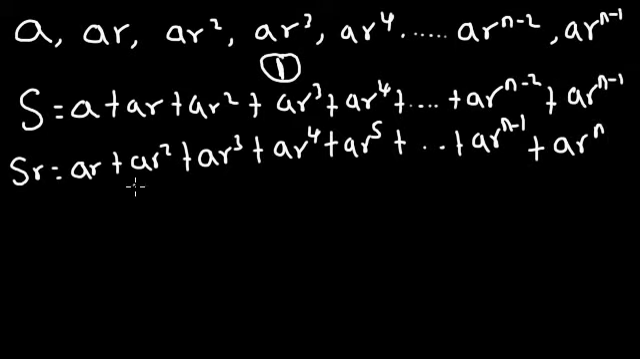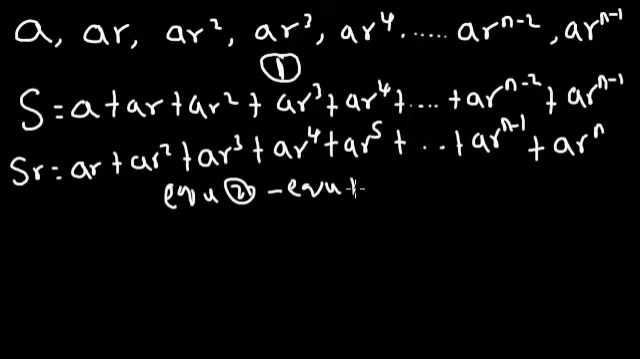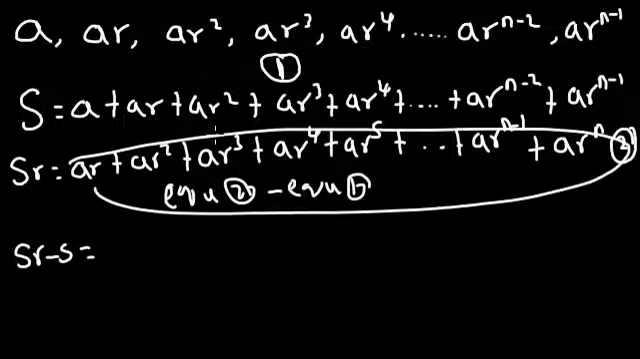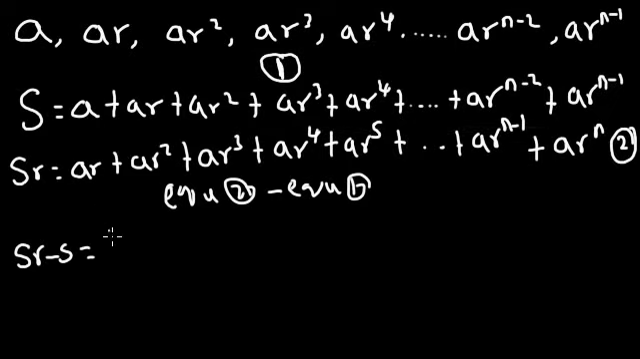Perfect. So now that we have equation 2 as well, what we are going to do is equation 2 minus equation 1, or in other words, we want to subtract equation 1 from equation 2. So this is equation 2. Now we are subtracting both sides, SR minus S. Okay, perfect. So now we have SR minus S equals, now there's no A term in equation 2, so therefore it's going to be 0 minus A.